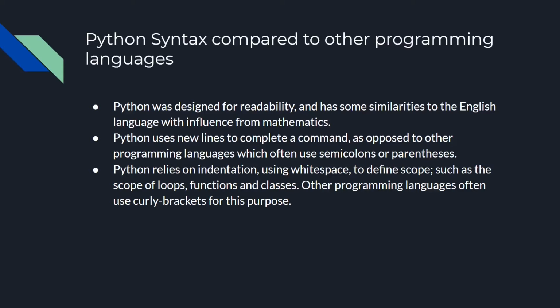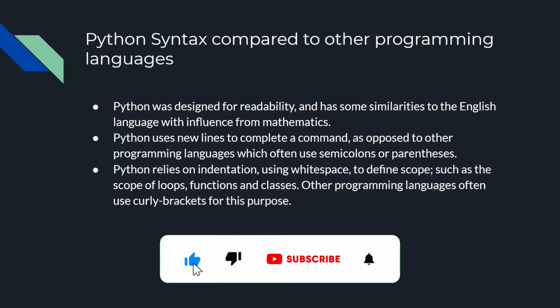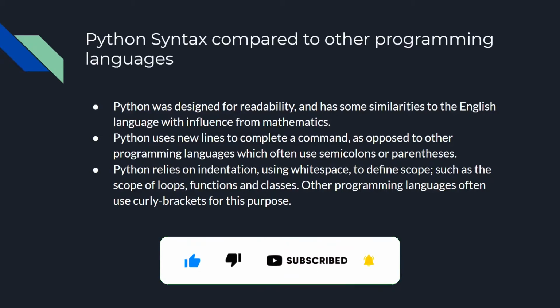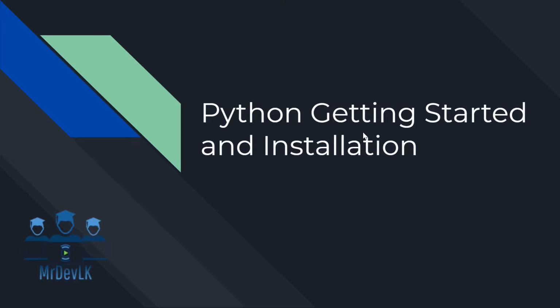Python relies on indentation, using white space, to define scope, such as the scope of loops, functions, and classes. Other programming languages often use curly brackets for this purpose. Let's get started with installing Python.